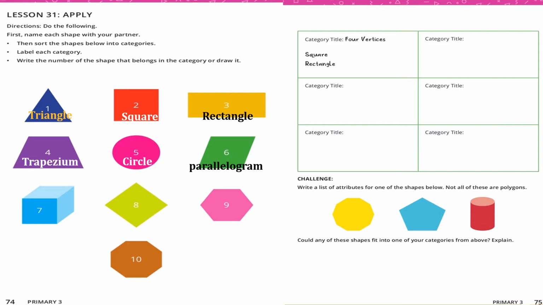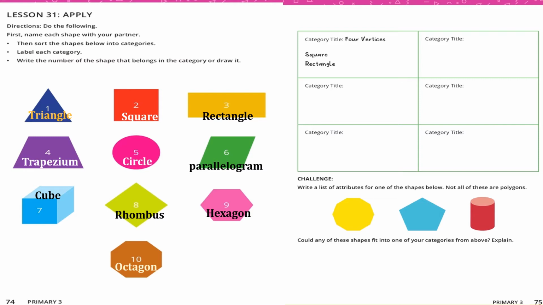And the next one will be cube. And the next is rhombus. And number 9, hexagon. Number 10, octagon.